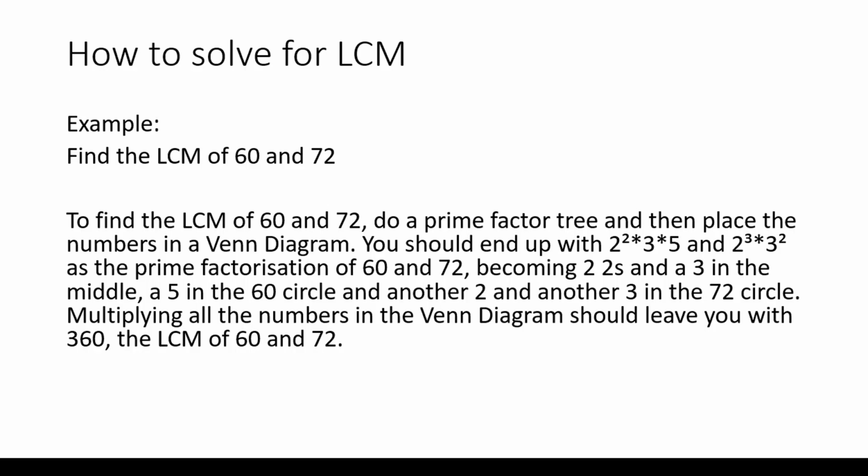And then you put them in a Venn diagram. So 2 2s and a 3 in the middle, a 5 in the 60 circle, and another 2 and another 3 in the 72 circle. Multiplying all numbers in the Venn diagram should leave you with 360, which is the lowest common multiple of 60 and 72. There is another way I will show you later on in this video. So obviously your answer would be 360.